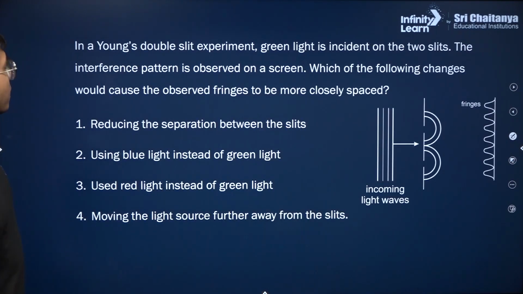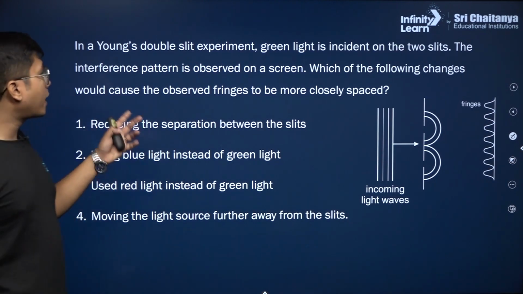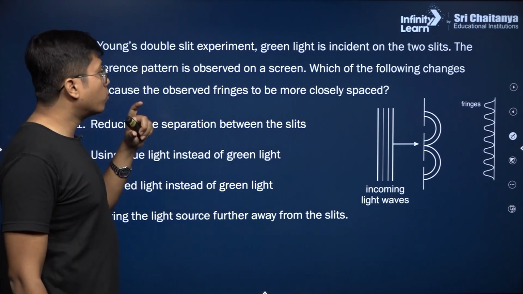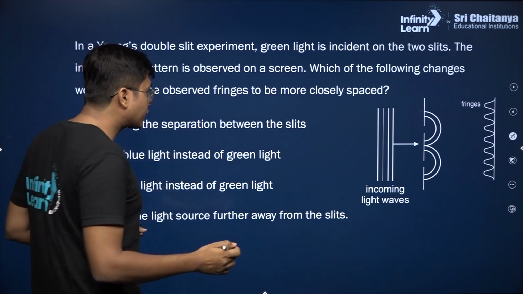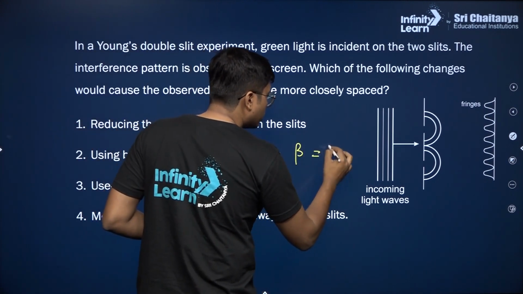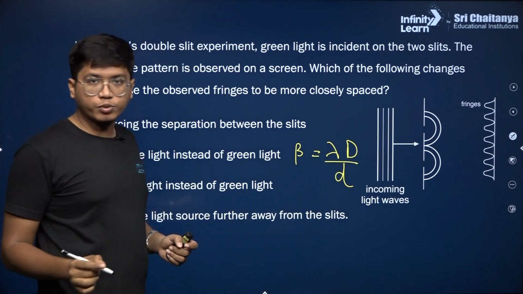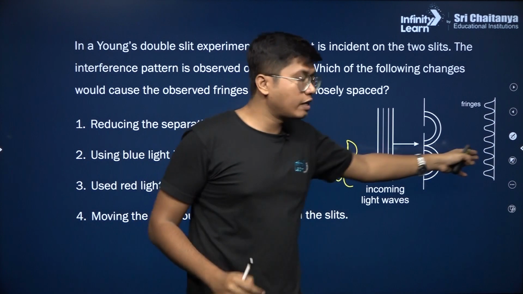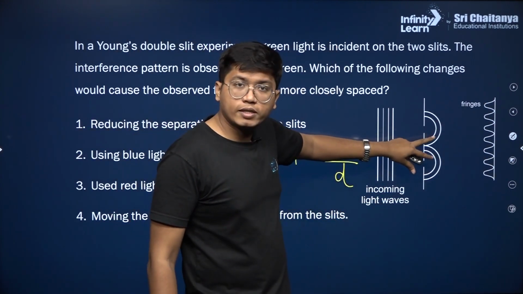Okay, let's move on. Says that in a Young's double slit experiment, green light is incident on the two slits. The interference pattern is observed on a screen. Which of the following changes would cause the observed fringes to be more closely spaced? We know the relation for the fringe width is given by beta is equal to lambda capital D by small d. This is the formula for the fringe width. Lambda is the wavelength of light used, capital D is the distance between the slit and the screen, and small d refers to the distance between the slits.